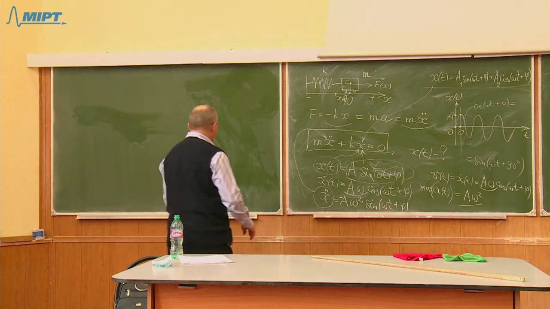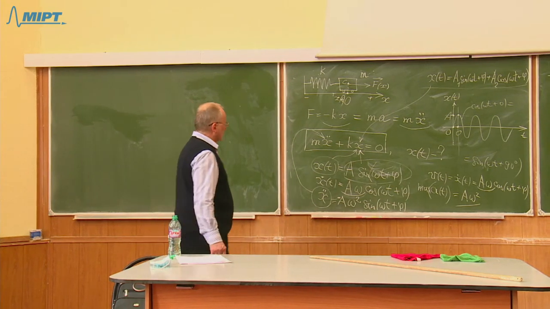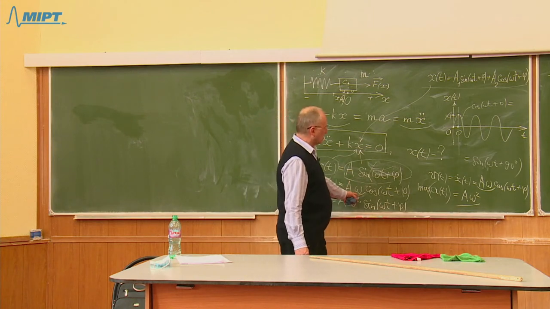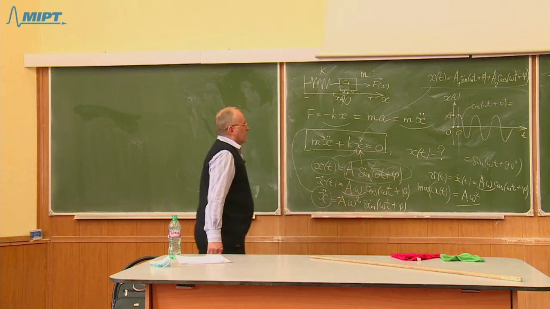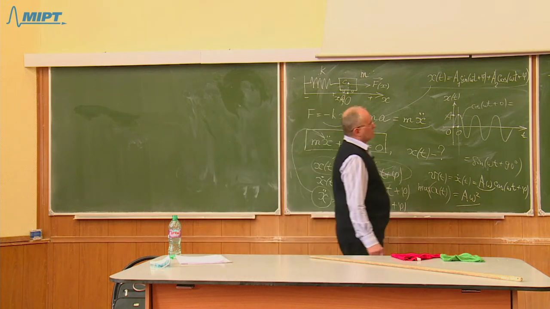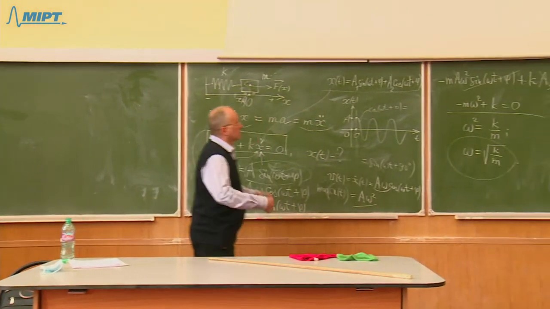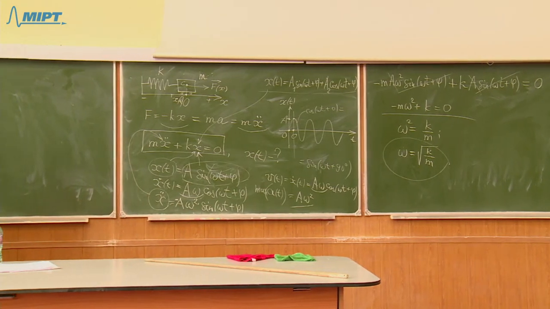So after these preliminary deliberations and definitions, what is the amplitude? What is the velocity amplitude? And what is the acceleration amplitude? And what is the initial phase, et cetera? And what is the frequency of oscillations? All this is very important, but this is just the first step in studying oscillations, oscillatory motion.